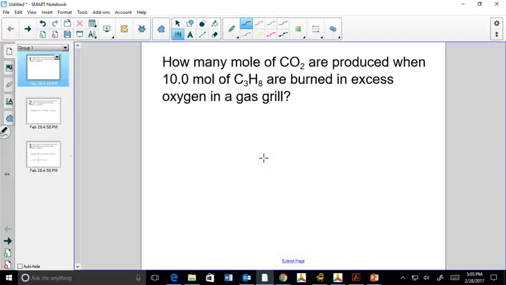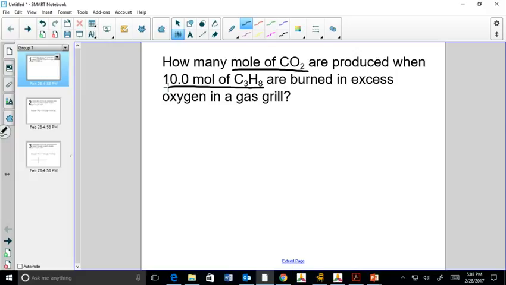This video is discussing how to convert from moles of one substance to moles of something else using stoichiometry. So we're given a problem. How many moles of carbon dioxide are produced when 10 moles of propane, C3H8, are burned in excess oxygen in a gas grill? So we have moles of propane, but we're trying to go to moles of carbon dioxide.